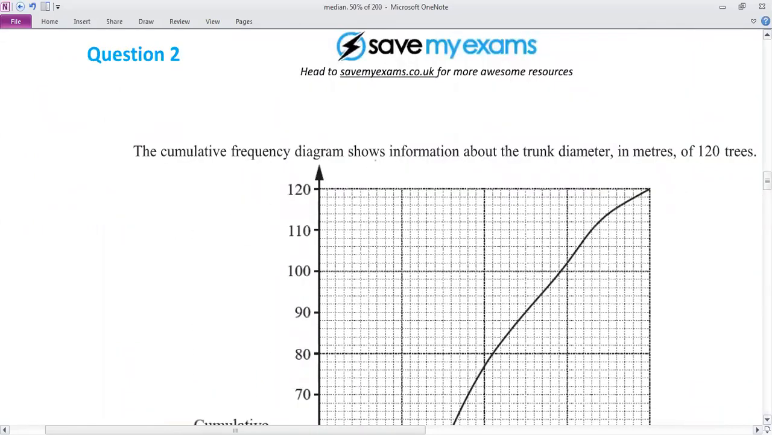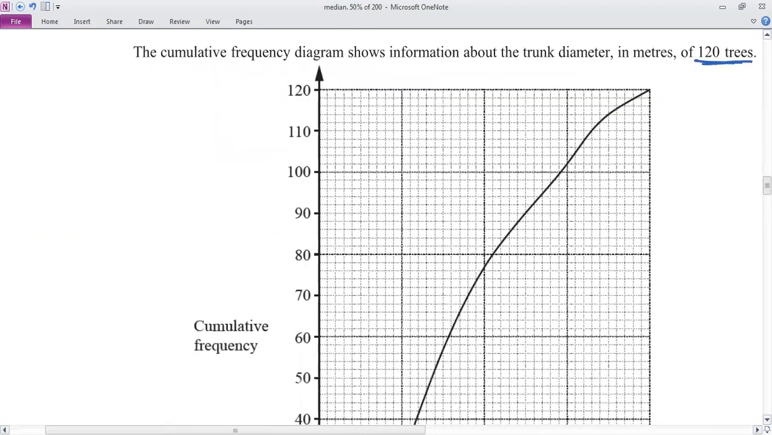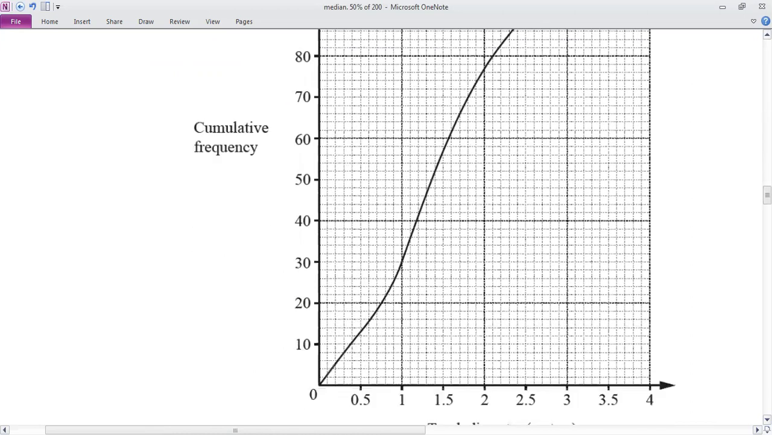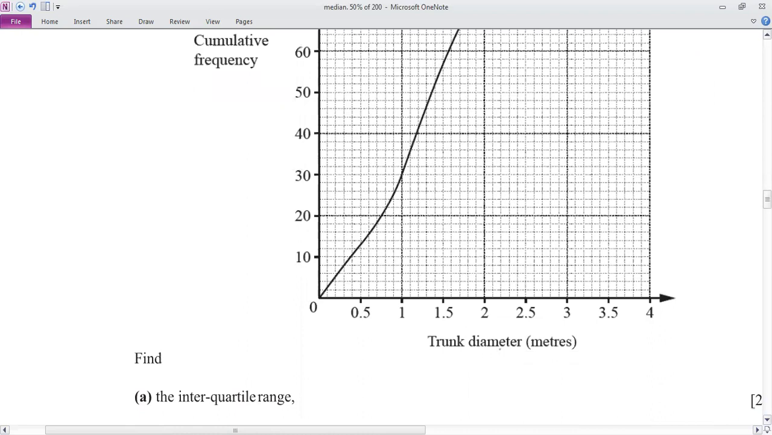The cumulative frequency shows the information about trunk diameter in meters for 120 trees. Look, it's the last one, 120. Total cumulative is 120. And this is the curve. On this side, diameter in meters, and on this side, cumulative. The question is to find the interquartile range.